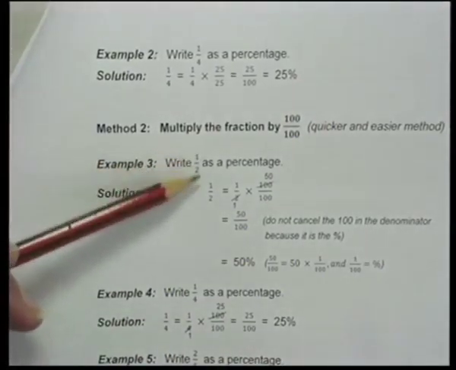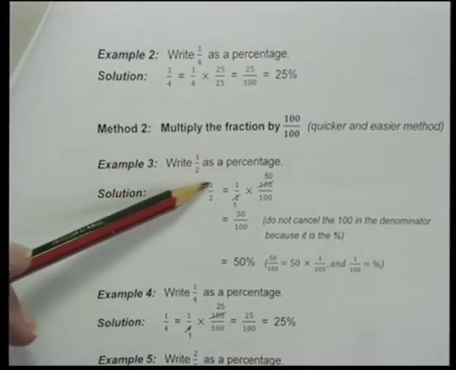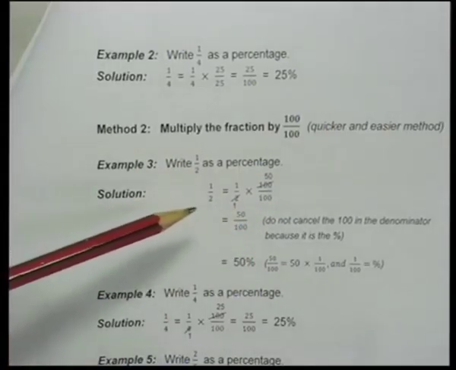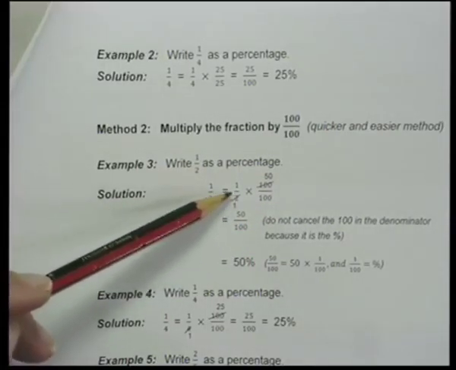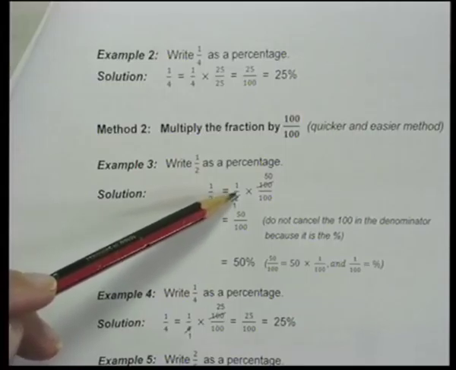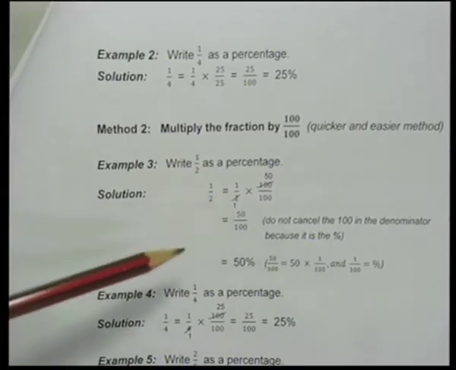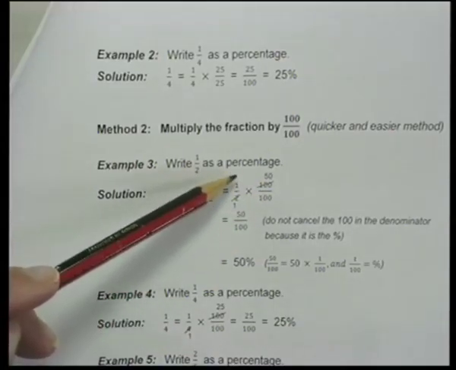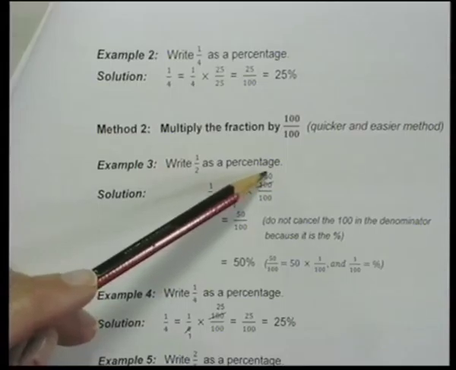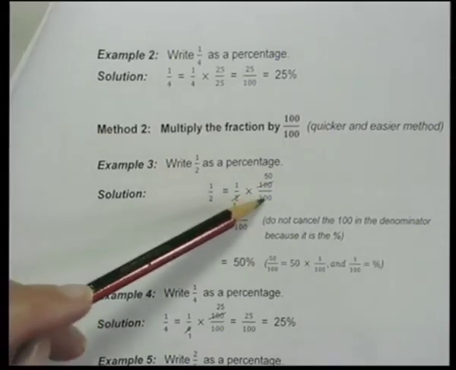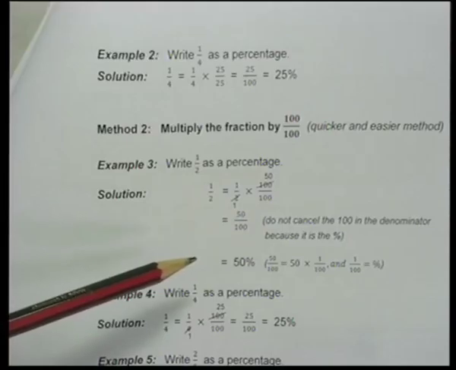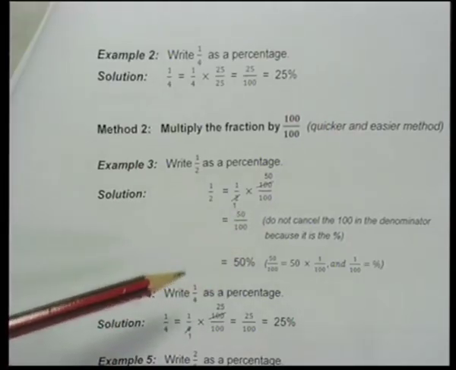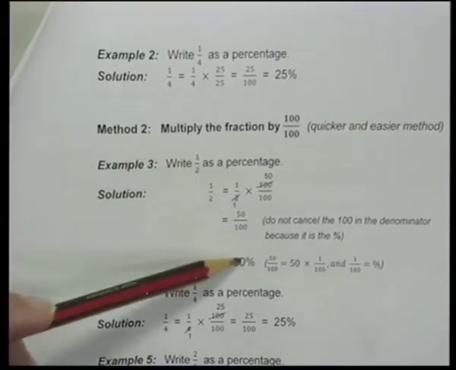Example 3, write a half as a percentage. So for a half, we must multiply with 100 over 100. And before we multiply, we try to simplify by cancelling or dividing. 2 divides into itself once, and 2 divides into 100 fifty times. And then we multiply. 1 times 50, which is 50, and 1 times 1, so 50 out of 100. 50%. So a half is 50%.